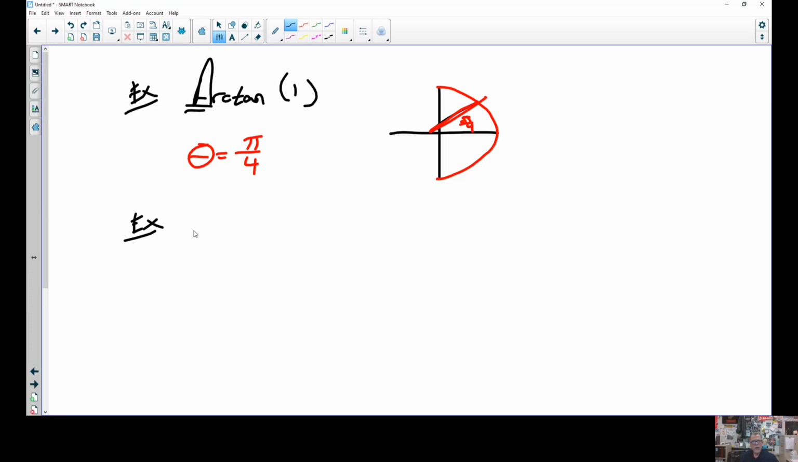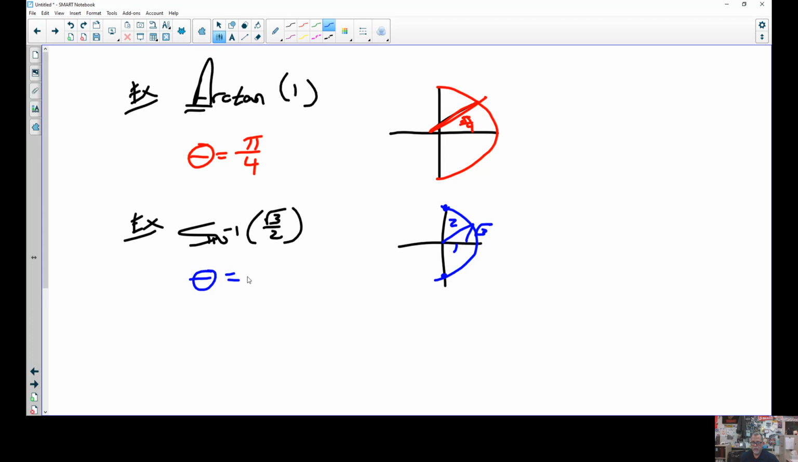Let's do sine inverse of root 3 over 2. All right. Again, if I'm thinking of sine, sine is going to be from here to here only, right? So I'm going from negative pi over 2 to pi over 2. So if sine of theta is root 3 over 2, and it's positive, it's got to be here. And that means the side opposite is root 3. The hypotenuse is 2. That makes this 1. That's a pi over 3 angle, is it not? So theta is pi over 3.